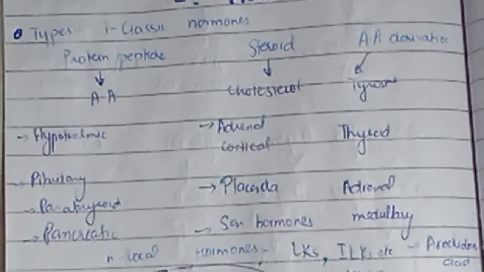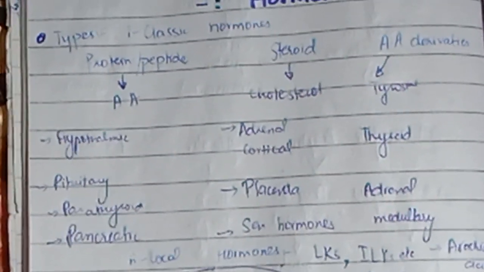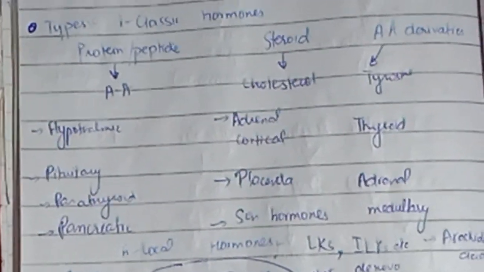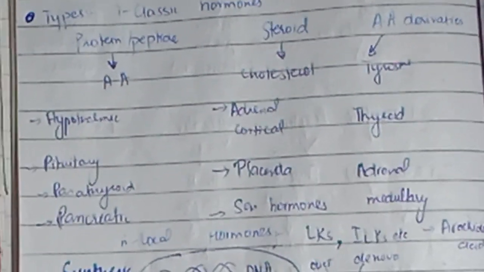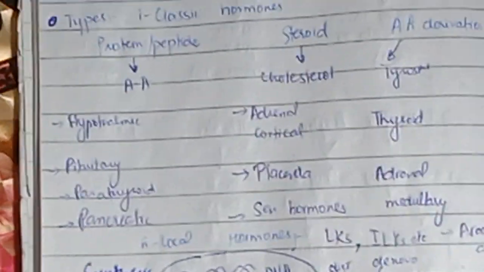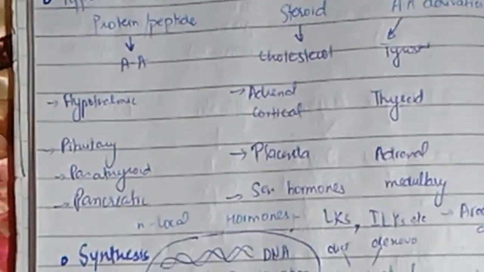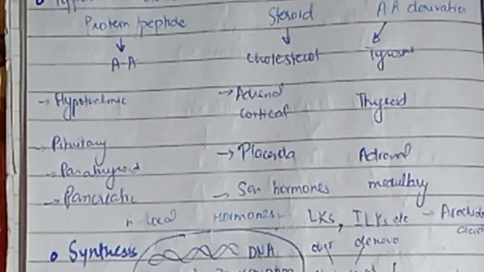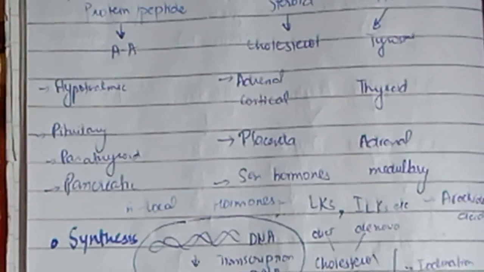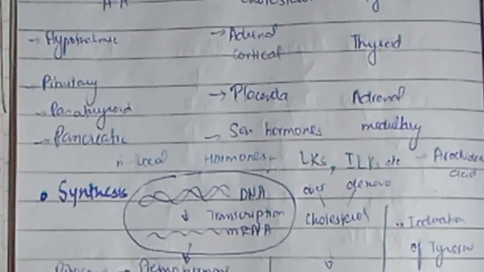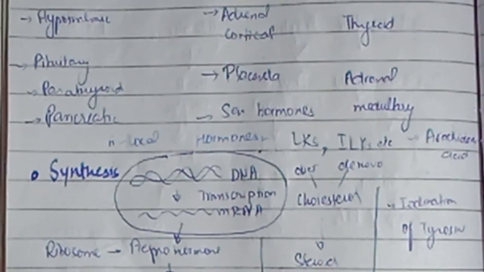What are the protein or peptide hormones? These are combinations of amino acids. These include the hypothalamic hormones, pituitary hormones, parathyroid hormone, and the pancreatic hormones. Pancreatic hormones include insulin and glucagon. Then we come to the steroid hormones, which are derivatives of cholesterol. These include the cortical hormones, the placental hormones, and the sex hormones. Third, we have the amino acid derivatives, which include derivatives of tyrosine, such as the thyroid hormone and the adrenal medullary hormone. The local hormones include derivatives of arachidonic acid, like the leukotrienes and interleukins.